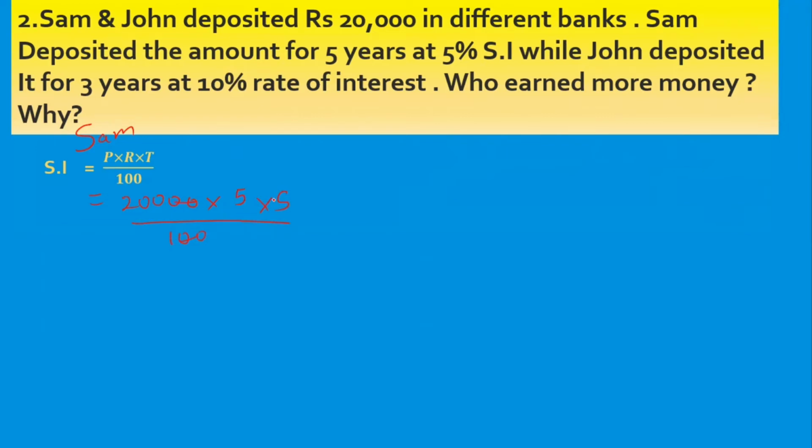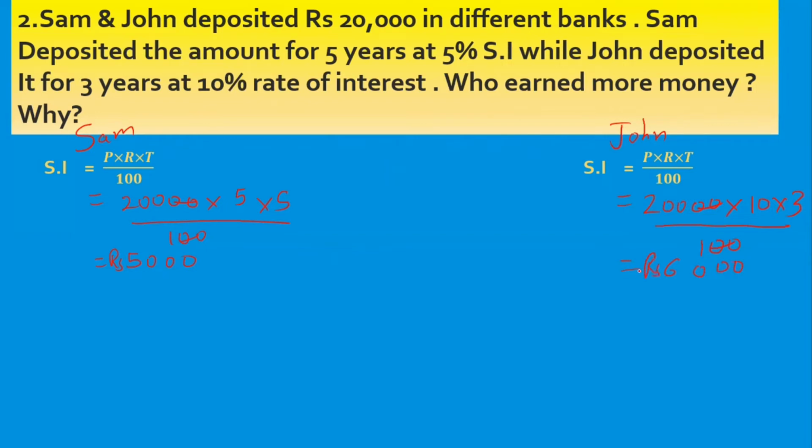When we simplify, we get 5 5s are 25, 25 2s are 50, and this is out. So we get rupees 5,000 is the interest that Sam gets. Now let us calculate for John. We use the same formula again. For John, the principal was the same, 20,000. The rate he has got is now 10%, and he kept it for 3 years, upon 100. On calculating this, we get 3 into 2 is 6, and 1, 2, 3 zeros. So 6,000 rupees.